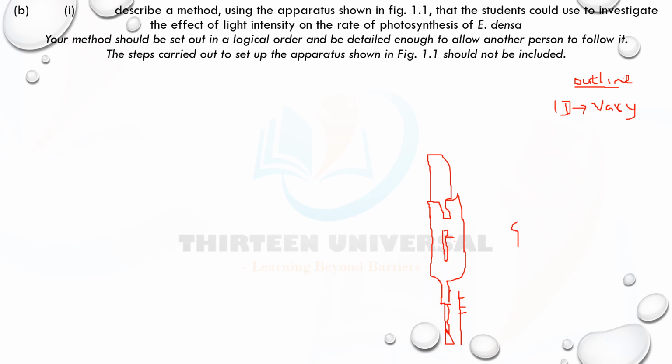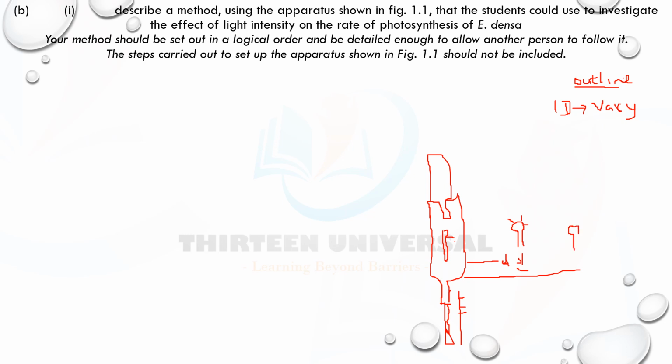Now, because we have only one light, how do you vary the light intensity? What you do is vary the distance of the lamp from the setup, at intervals. You can decide to vary it to another distance from here to here. You can start with the first distance and adjust it to the next distance.